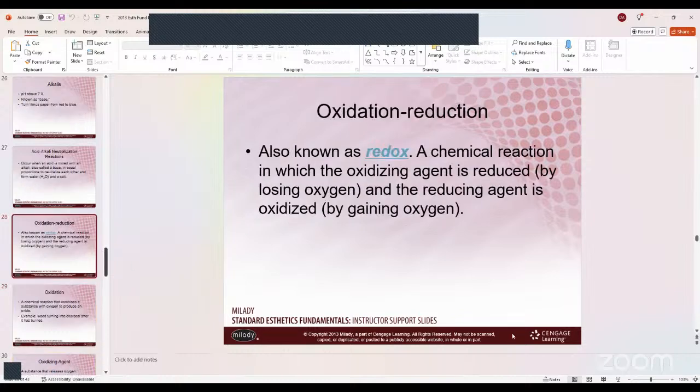And I'm going to stop right there on slide 28. We'll pick back up on oxidation reduction.